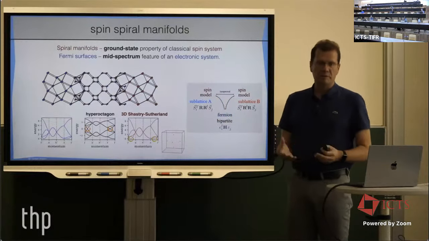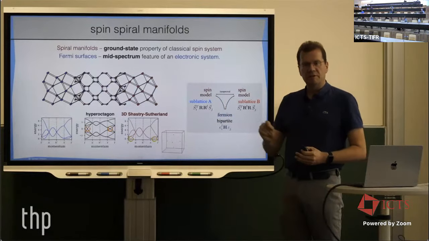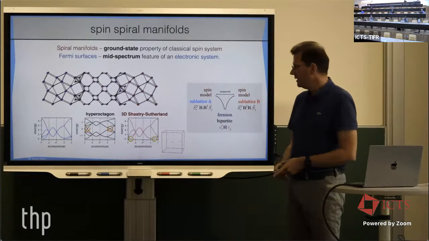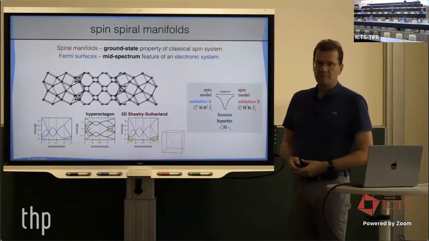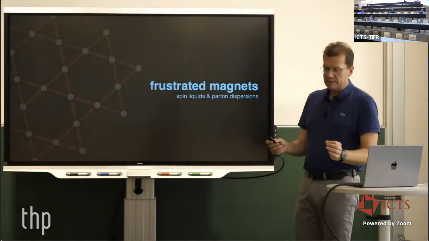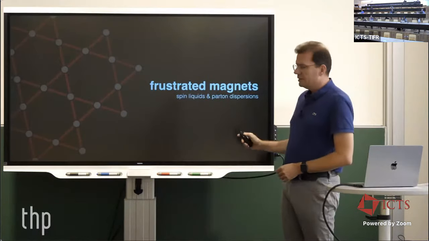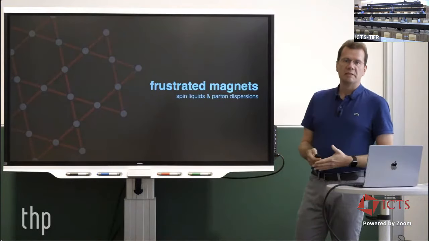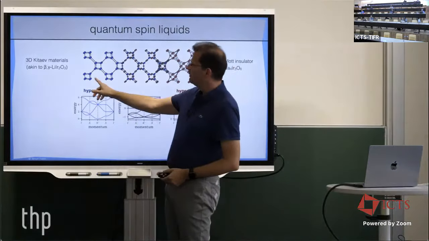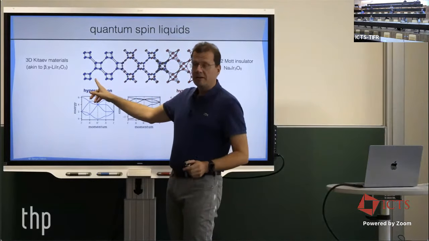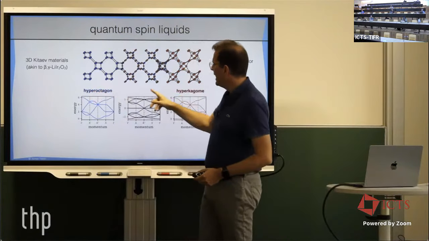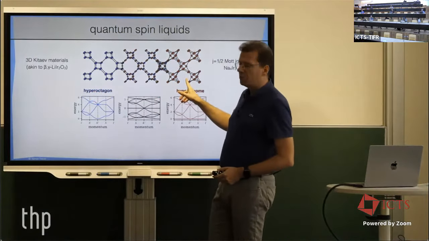Nevertheless, supersymmetry is a very cool feature which lets us connect spin spiral surfaces to Fermi surfaces in the way that I just introduced. Let me give you another way where we can connect spin liquids via supersymmetry. In this case, we will go to quantum spin liquids and their parton dispersions. For that, we will look at both the square octagon lattice, but now as the fermionic sublattice of some more general lattice, and the hyperkagome lattice.